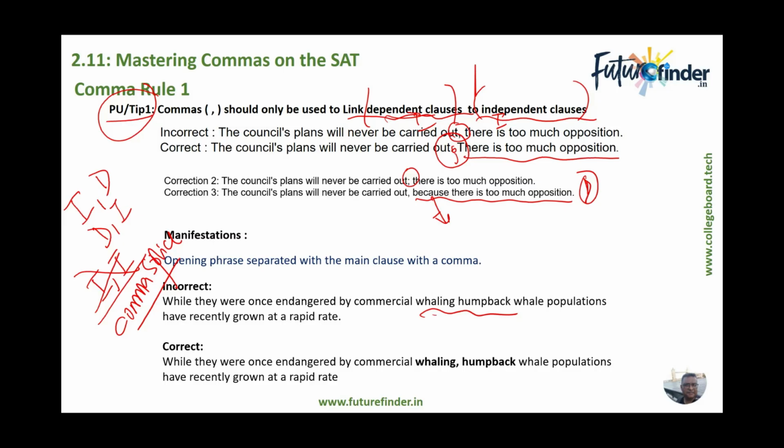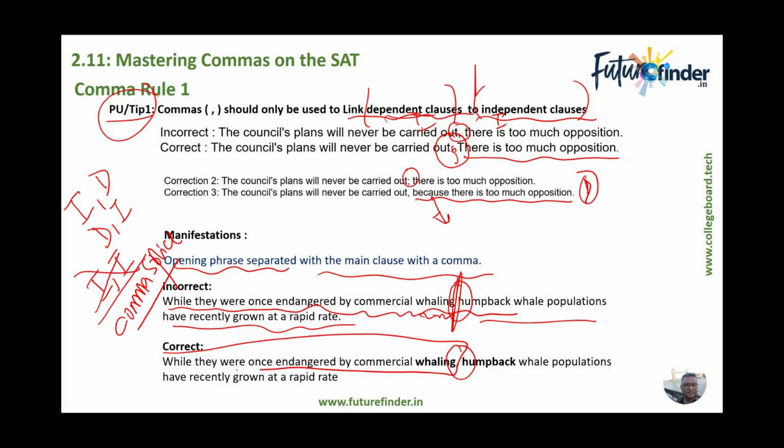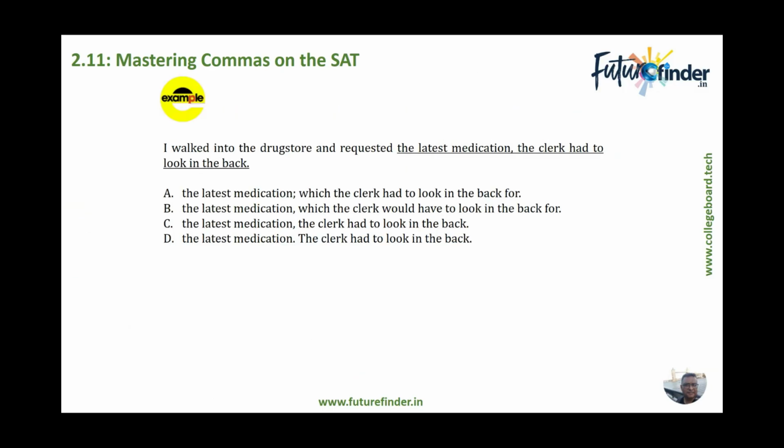So let's look at some manifestations. Manifestations are opening phrases. The opening phrase has to be separated from the main clause using a comma. So the incorrect part here is, while they were once endangered by commercial whaling, obviously there has to be a punctuation somewhere here. Humpback whale populations have recently grown at a rapid rate. Obviously there is a comma here, and you can see that the first part is a dependent part, called the opening phrase, and the second one, humpback whale populations have recently grown at a rapid rate, is the independent clause.